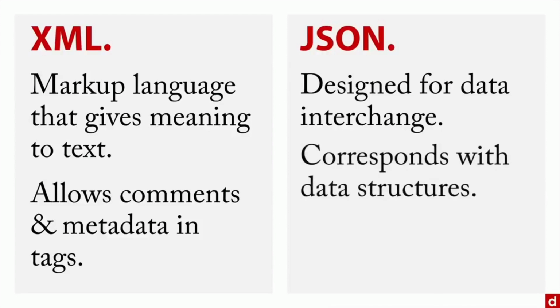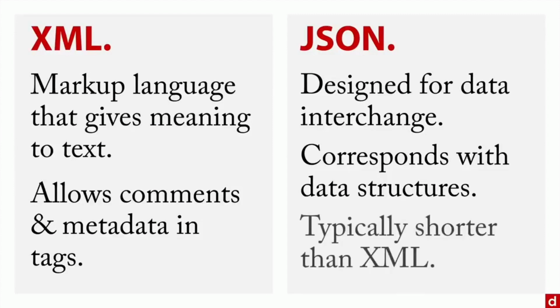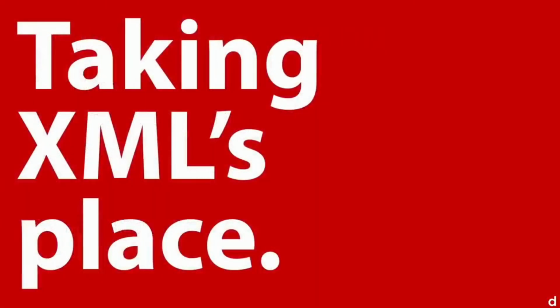And the structured JSON corresponds with data structures. It directly represents objects and arrays and numbers and strings and booleans. And that works really well with the programs that you use to analyze data. Also, JSON is typically shorter than XML because it does not require the closing tags. Now, there are ways to do that with XML, but that's not typically how it's done. As a result of these differences, JSON is basically taking XML's place in web data. XML still exists, still used for a lot of things, but JSON is slowly replacing it.